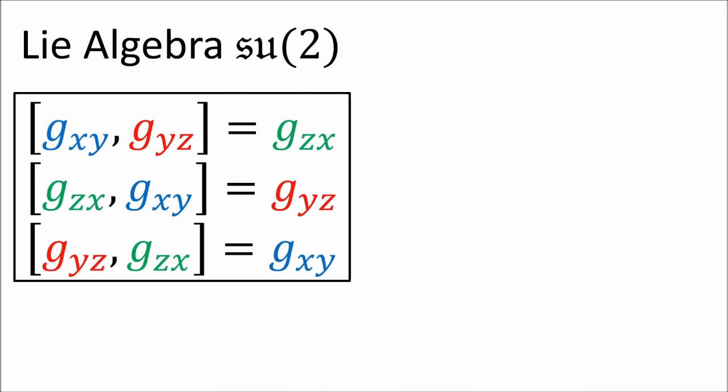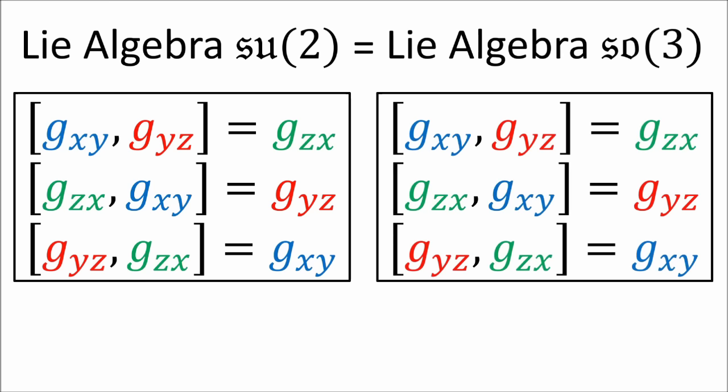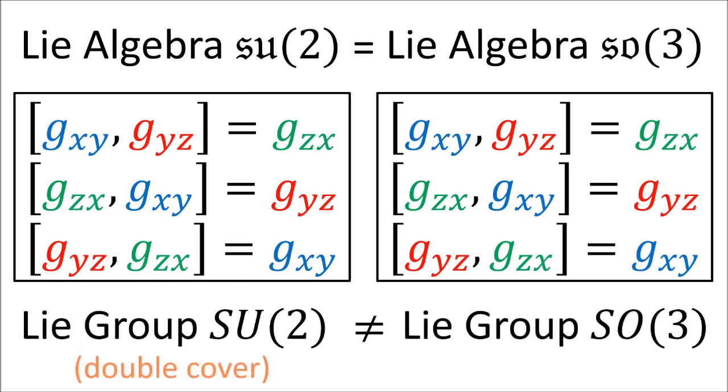Now, you'll notice that these SU2 Lie algebra commutation relations are exactly equal to the SO3 Lie algebra commutation relations. So, what's going on here? The two Lie algebras are equivalent, even though their corresponding Lie groups are not equivalent. Remember, SU2 is the double cover of SO3, so they are not equivalent. I'll come back to why this is later.